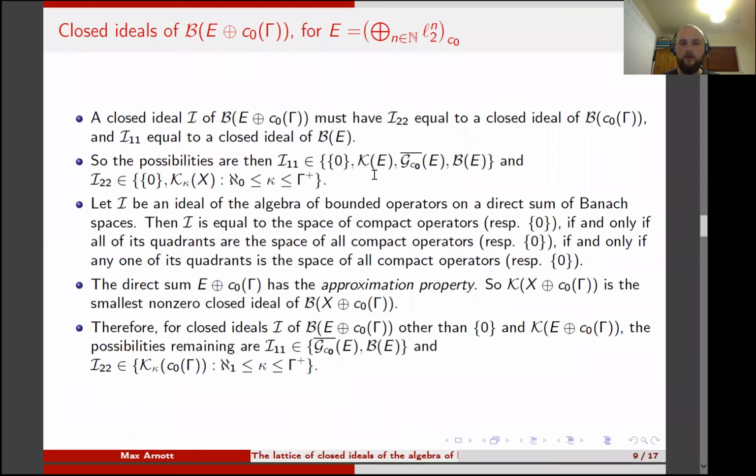And then when you combine these results, you can say that if a closed ideal on this Banach space of bounded operators strictly contains the compact operators, then it must be of this form. So it must have first quadrant either approximately factoring through C0 or the entire space of bounded operators. And the fourth quadrant has to be kappa compact, where kappa is at least F1.